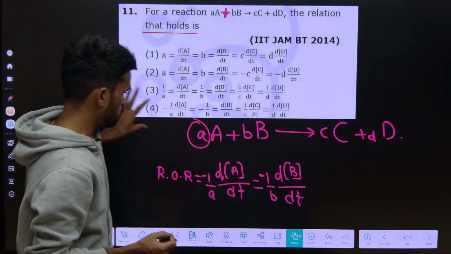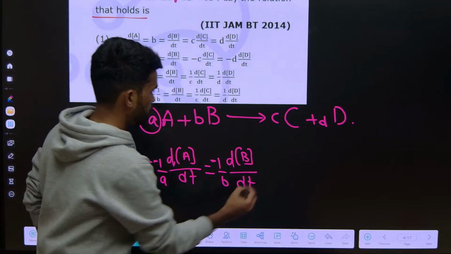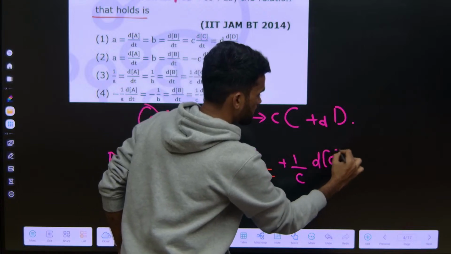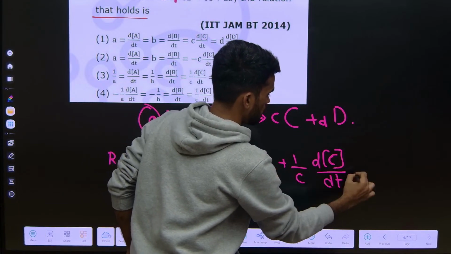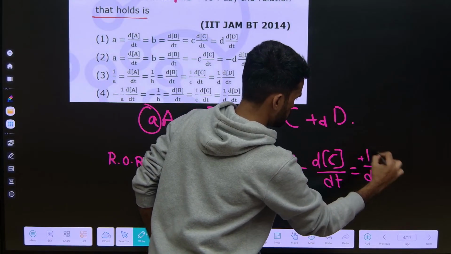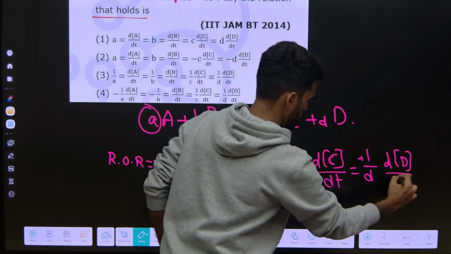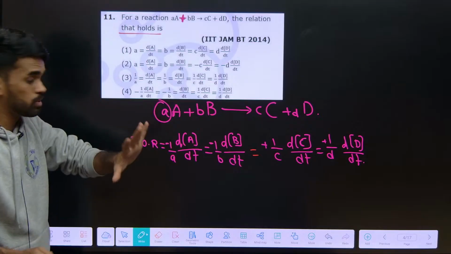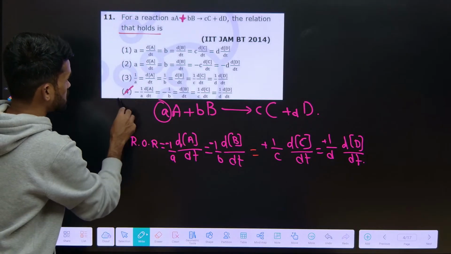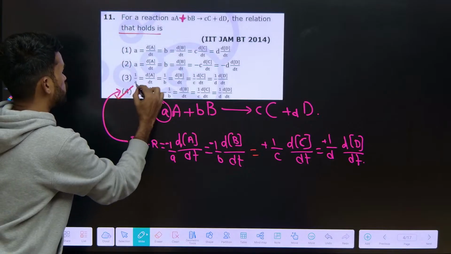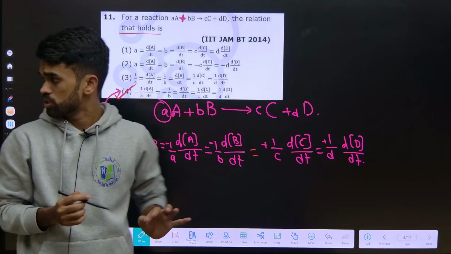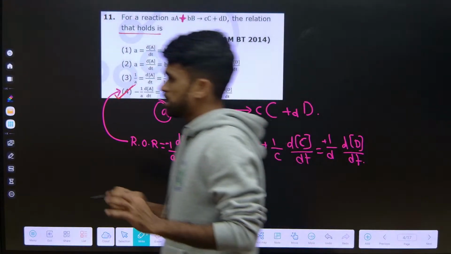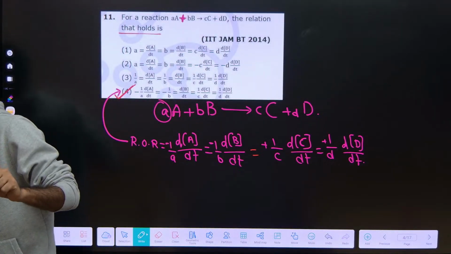Which is equal to, these are products now, so positive 1 by c dC by dt, and which is equal to 1 by d positive dD by dt. That's it. So where do we have this kind of option? Yes, if you clearly observe, the final option is as it is whatever we have written. So our option number 4 will be the perfect answer for this particular question. See how easy the question from chemical kinetics is. If the things are clear, just click on the like button once again, guys.